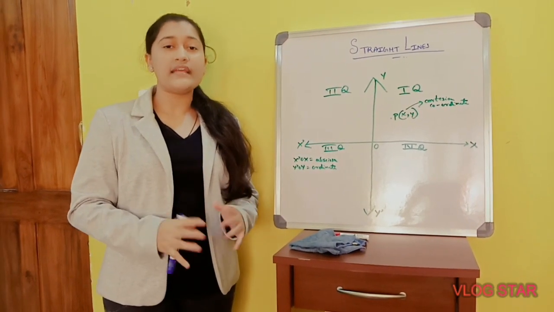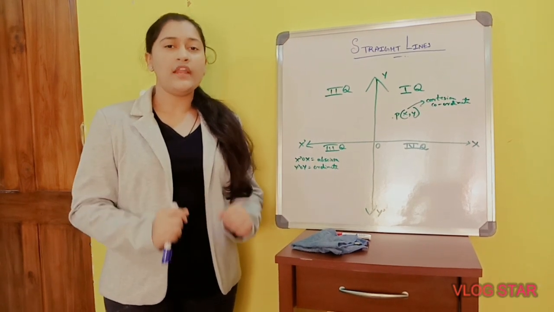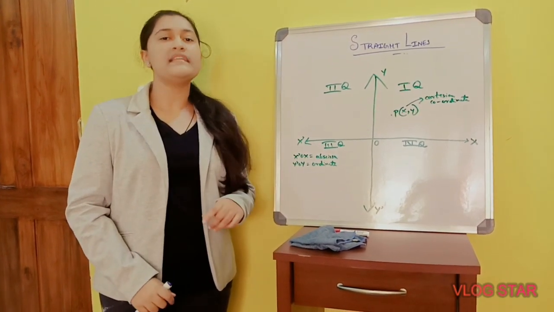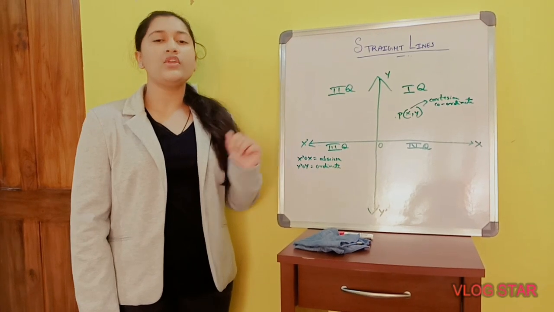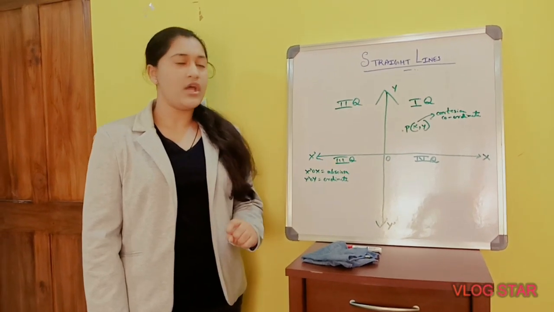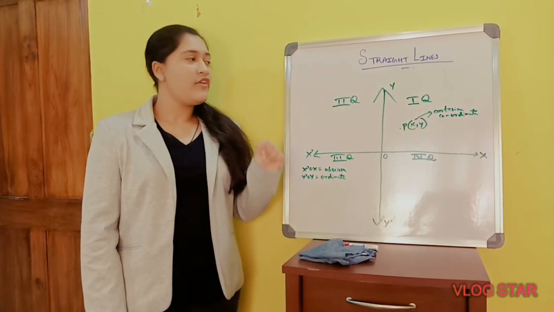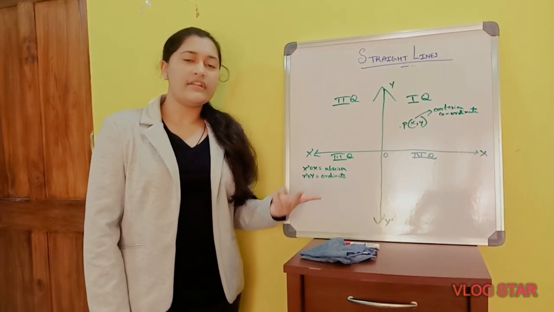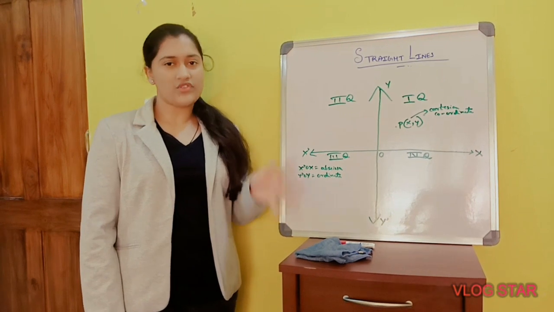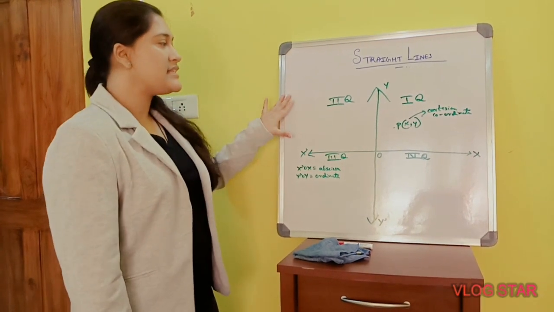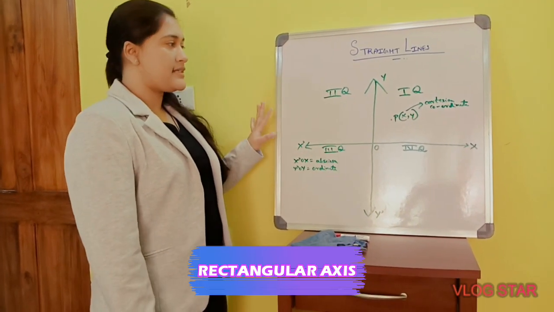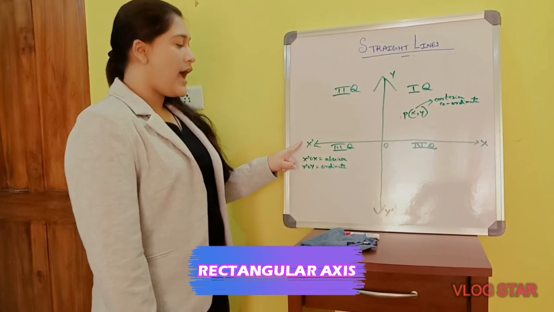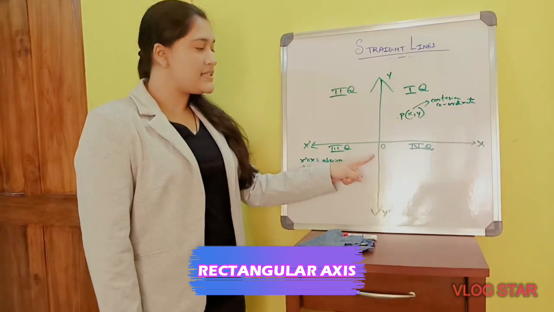Coordinate geometry is a branch of mathematics in which geometrical problems are solved through algebra using the coordinate system. So in coordinate geometry, first we will study the rectangular axis, then the quadrants, and then we'll move deeper into straight lines. So first, this is the rectangular axis. Here, X dash OX, this is the origin.